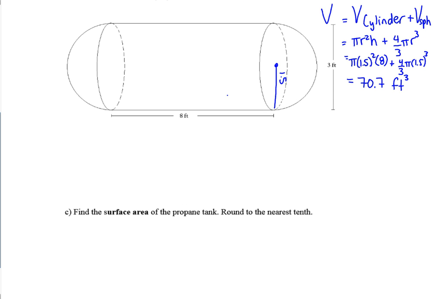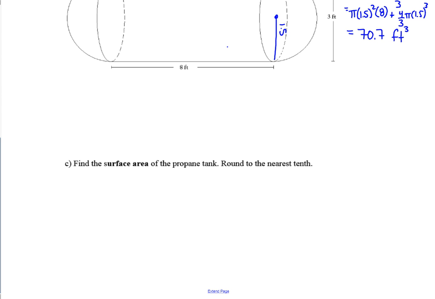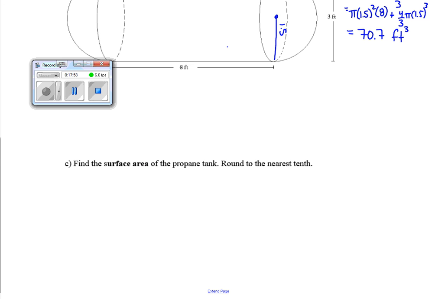Now the fun part. Yes. I love fun parts. That doesn't sound like. Okay. Surface area. Do you want to try this one? Okay. I want you to try it. The surface area. No, never mind.